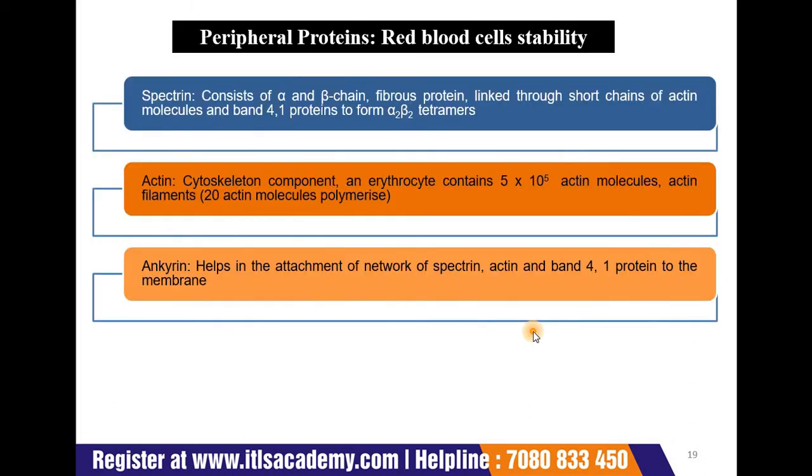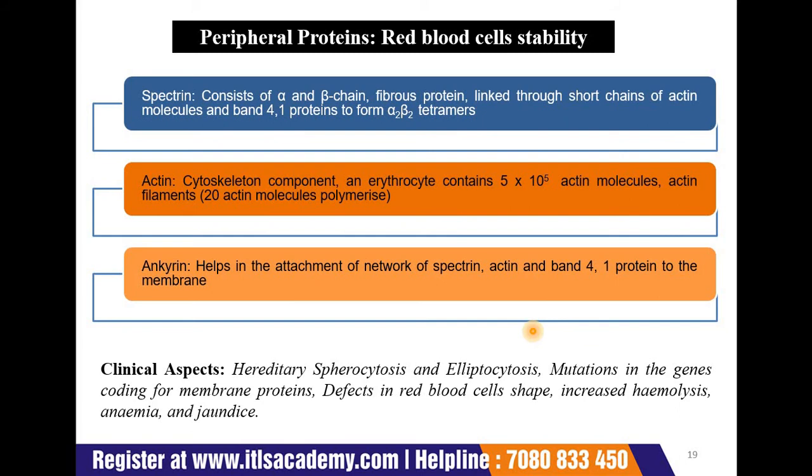Now we have the inner face of the red blood cell membrane, which is laced with a network of proteins called the cytoskeleton that stabilizes the membrane and is responsible for the biconcave shape of the cells. Basically, those are the peripheral proteins which provide stability to the red blood cells. The special peripheral membrane proteins that participate in the stability of the red cells are spectrin, actin, and ankyrin. Spectrin consists of alpha and beta chains of molecular weight 240,000 and 220,000 Dalton. They are fibrous proteins.